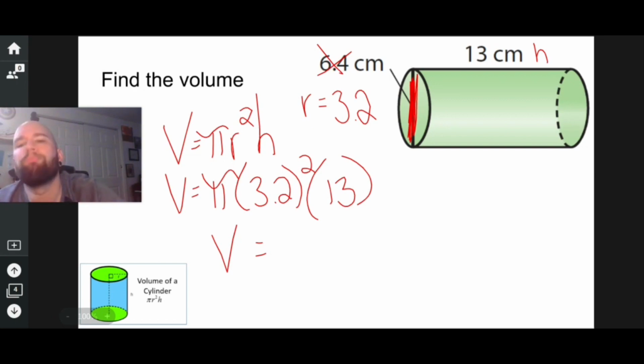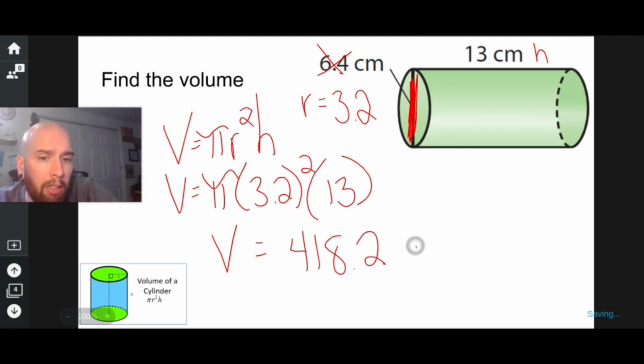The answer is 418.209. So 0.209 is going to be 0.2. My unit of measure is centimeters, and since this is volume, I'm going to cube it.